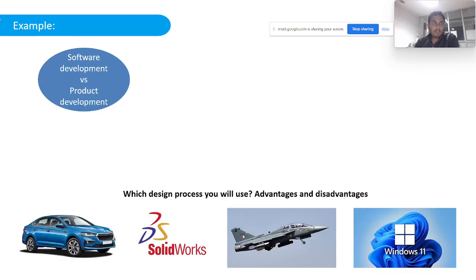So let's take some examples. I think it will be helpful for you if I give some examples and you try to apply your understanding of these concepts through them. Let's understand the difference between software development and product development. Just now we learned two processes, right? One is the stage gate and the other is spiral design.